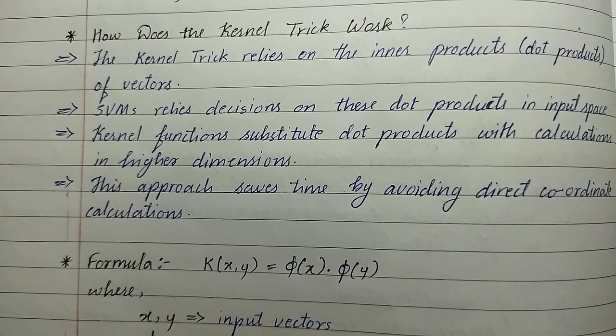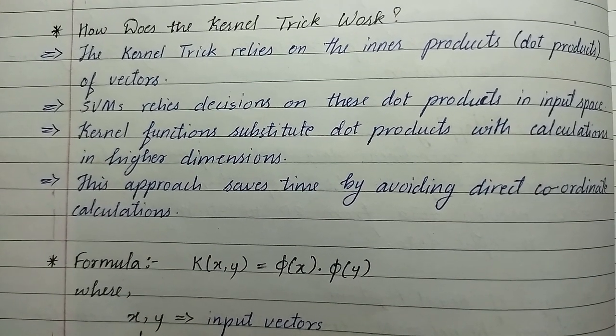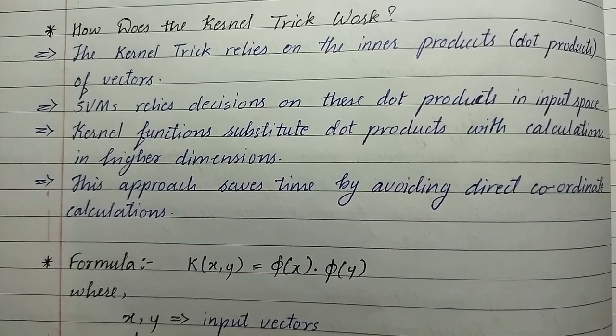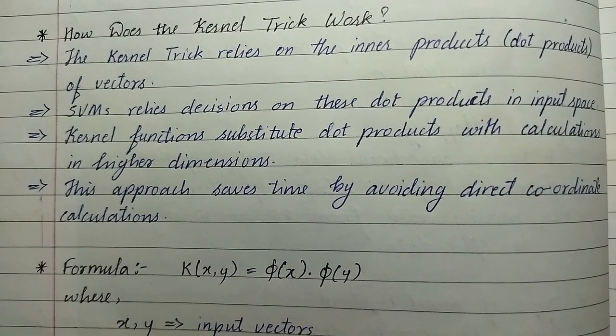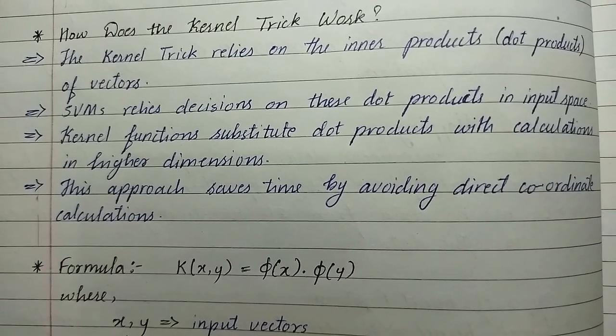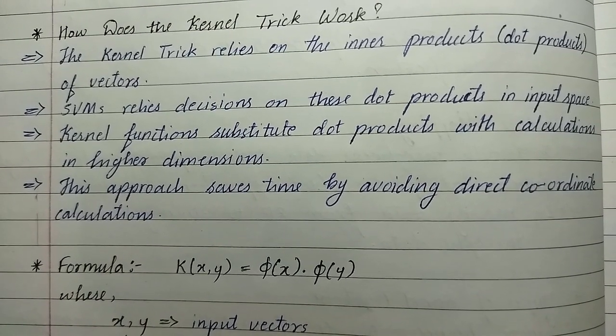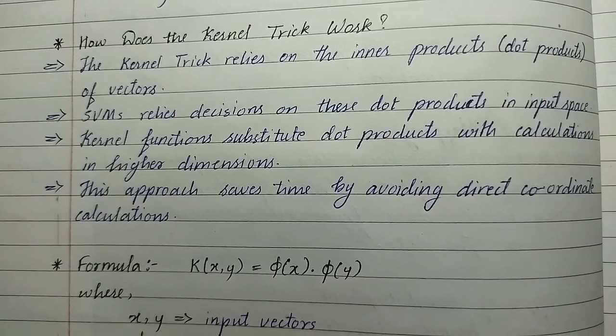So now we'll see how does the kernel trick work. The kernel trick relies on inner products, that is dot product of vectors. SVM relies its decision on these dot products in input space. Kernel functions substitute dot products with calculations in higher dimensions, and this approach saves time by avoiding direct coordinate calculations.